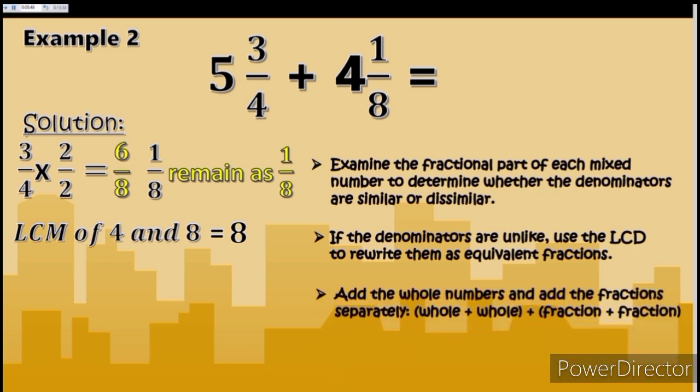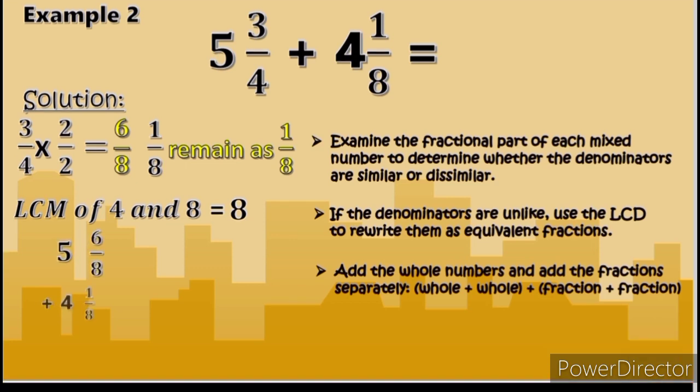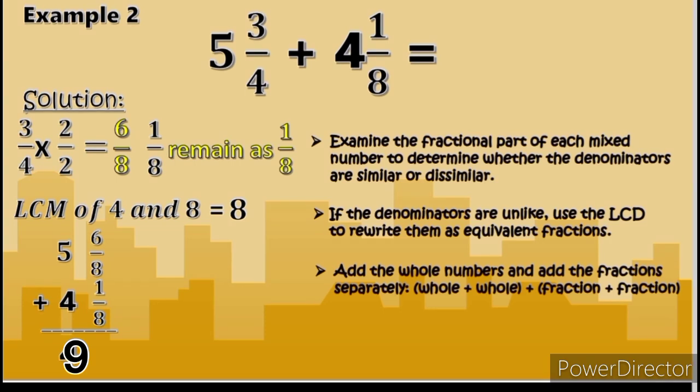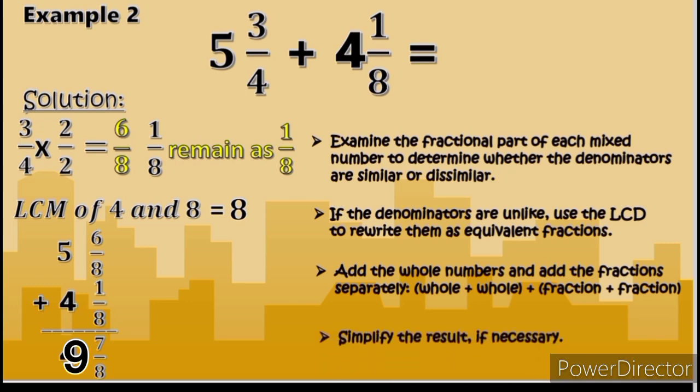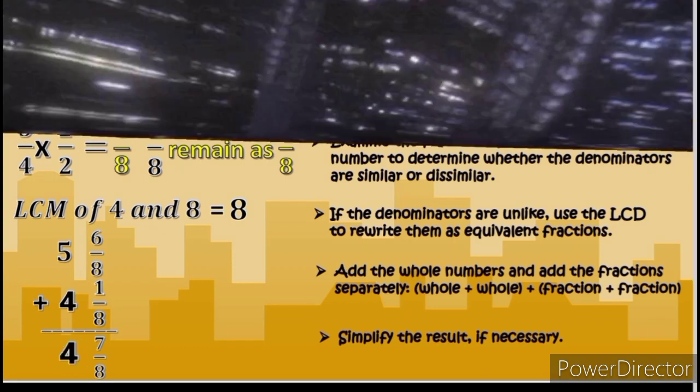Add the whole numbers and add the fractions separately. Whole number plus whole number, fraction plus fraction. Let's add 5 and 6 over 8 plus 4 and 1/8. First, add 5 and 4. The sum is 9. Now 6 over 8 plus 1 over 8 is equal to 7 over 8. Simplify the result if necessary. Now what will be our final answer? Yes, we have 9 and 7 over 8.